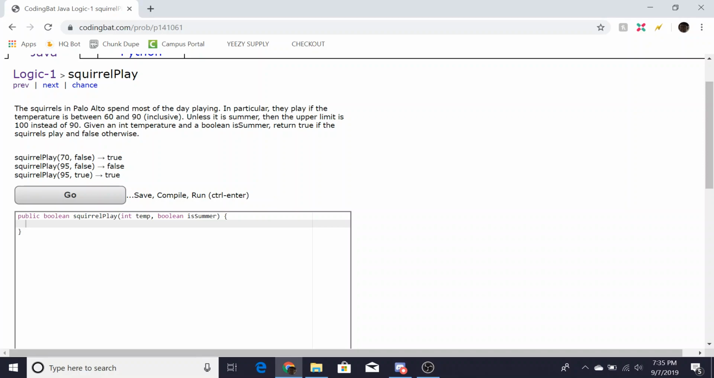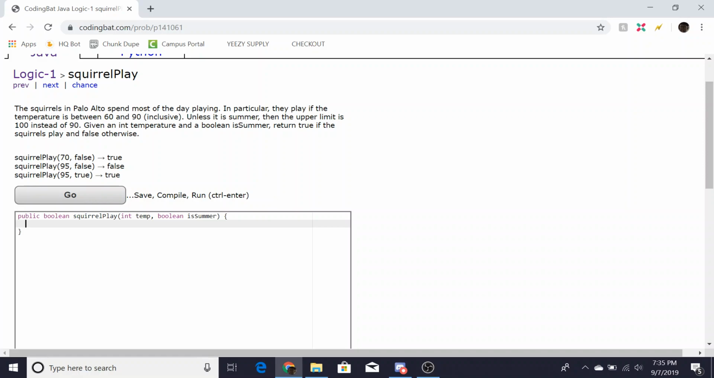For the second one, it is also false. It is also not summer, but it is over our 60 and 90 boundary. The temperature is 95, so that means it is false. For the last one, the temperature is 95 again, but it is summer, which means that the upper bound can be 100, so that's why it's true.